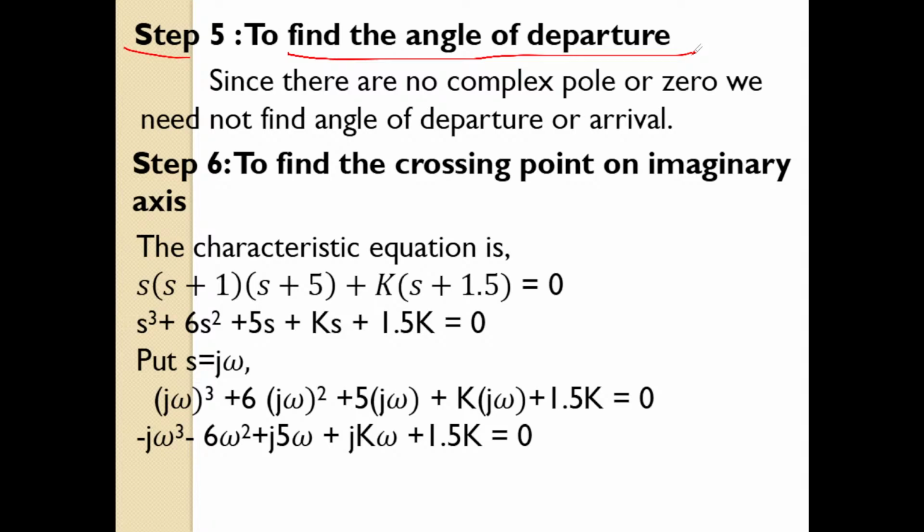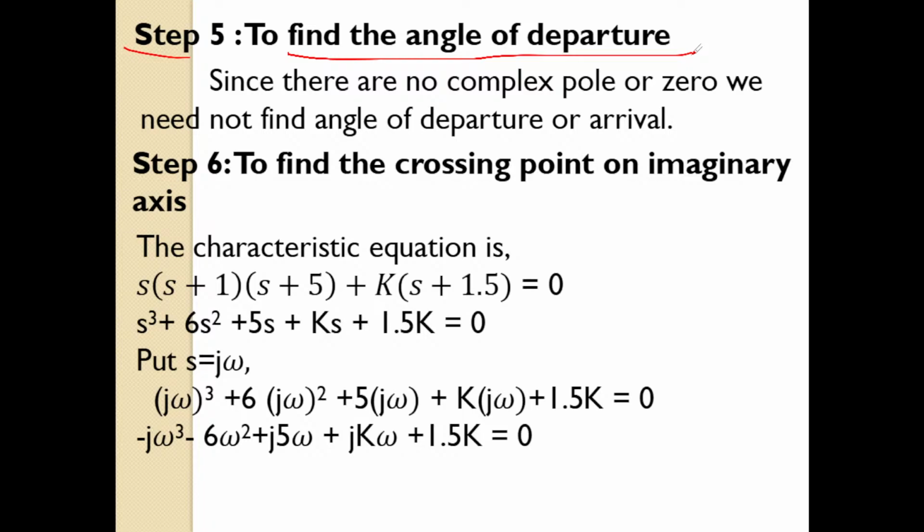You will get imaginary terms and real terms. These two are the real terms, this one and this one. These three are the imaginary terms. Now equate the real terms to 0 and equate the imaginary terms to 0. I have equated the imaginary part to 0, so I have got omega square equal to 5 plus k.